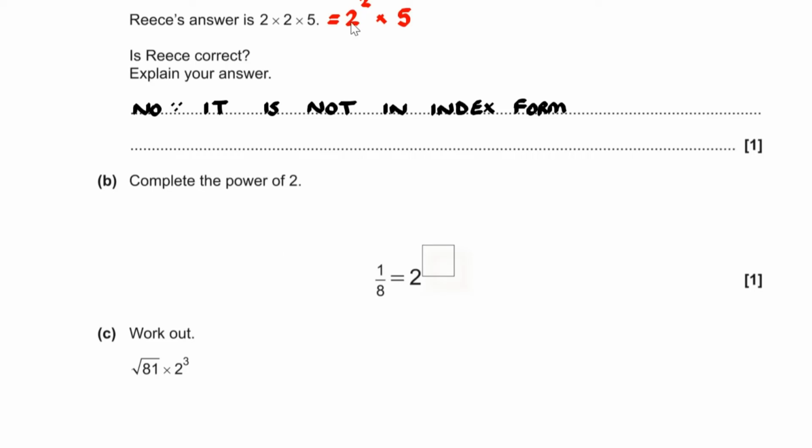Part B, we have to complete the power of 2. 1/8 is equal to 2 to the power of something. Well, 2 to the power of -3 is equal to 1/8. And that's because 2 to the -3 is the same as 1 over 2 cubed, which is 1/8.